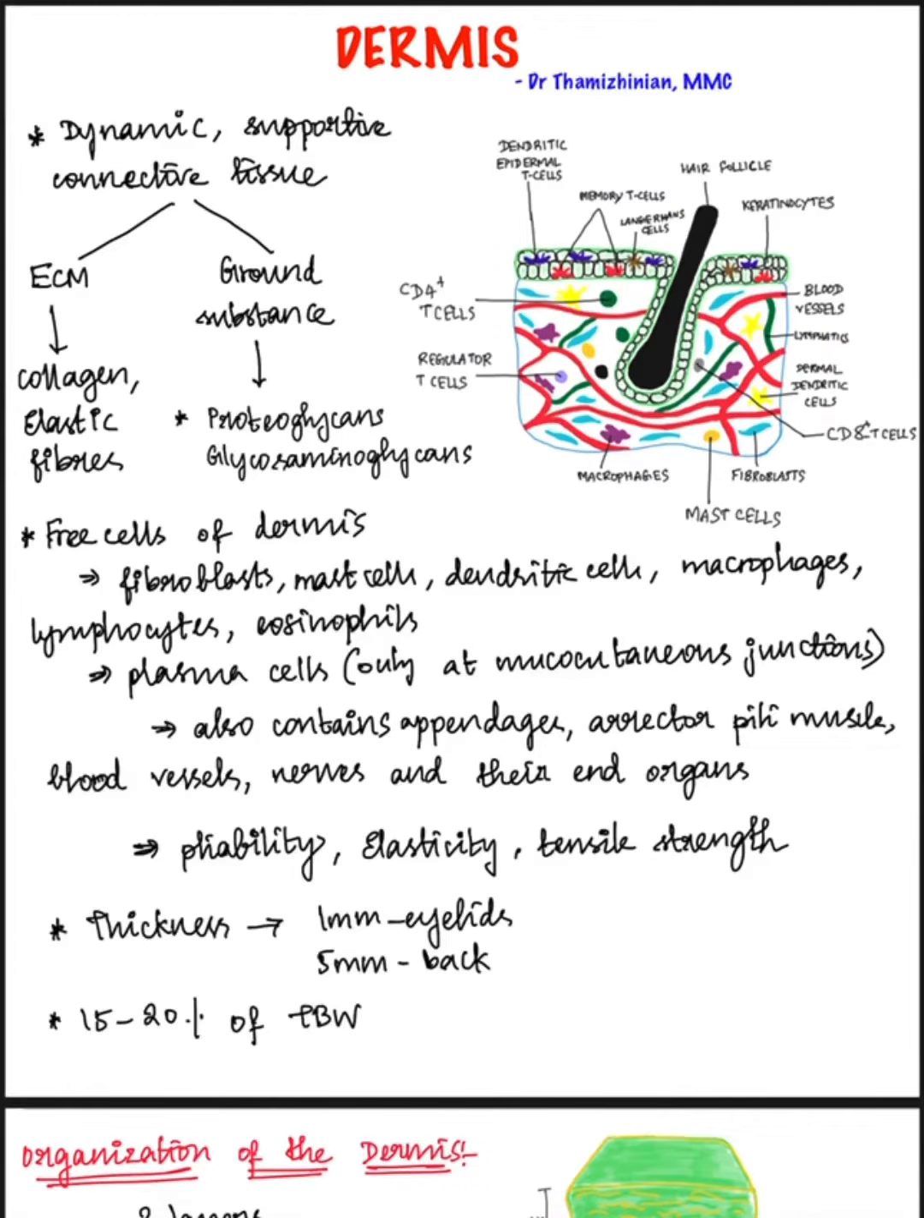So this ground substance is also intimately related to certain free cells of dermis like fibroblasts, mast cells, dendritic cells, macrophages, and also sometimes lymphocytes, eosinophils, and plasma cells. These plasma cells are normally present only at the mucocutaneous junctions. The dermis also contains other parts like folliculosebaceous units, the apocrine and eccrine glands, blood vessels, arrector pili muscle, nerves, and their end organs.